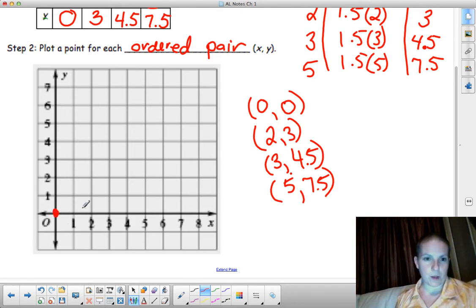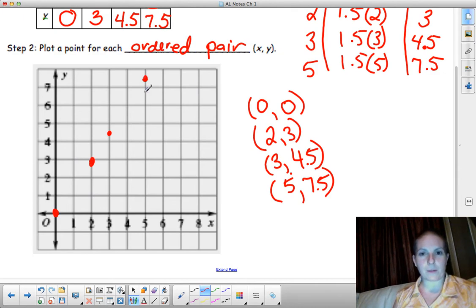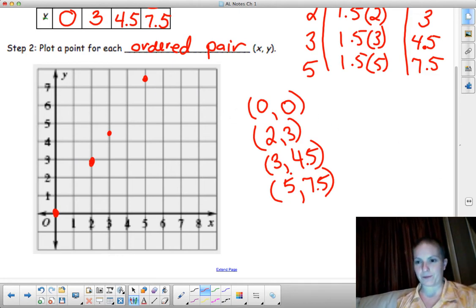0, 0 and 2, 3. I think those are both easy. It's this one right here, 3, 4.5. So we're at an input of 3, but the output is 4.5. It doesn't happen right at a cross section, or right where two lines cross. It's in between, in the space. That happens when we have fractional things we need to graph. 5 and 7.5. Again, it's a fractional piece that we need to graph. In this problem, we only have a limited domain, so we do not need to go any further. Just dots. Do not connect the dots.